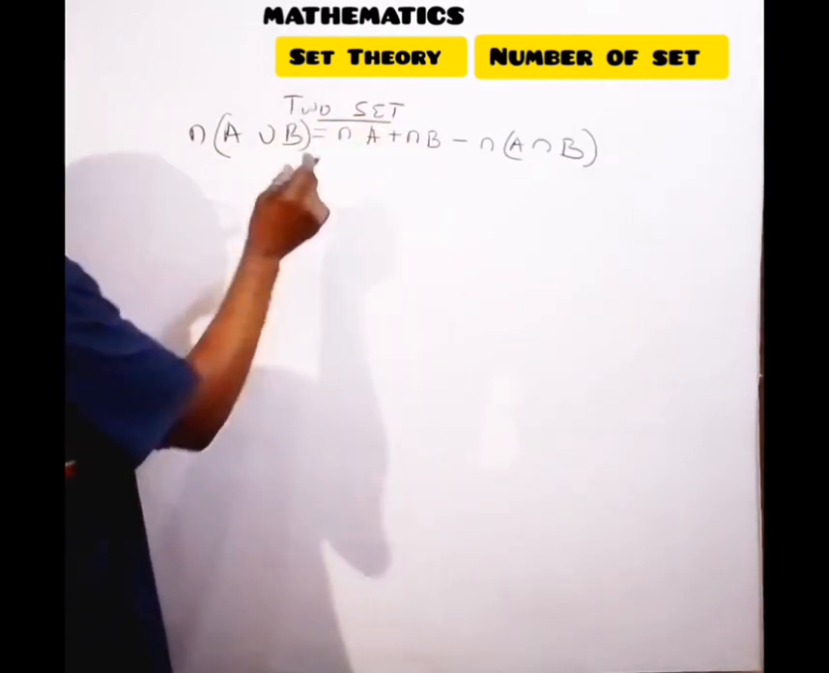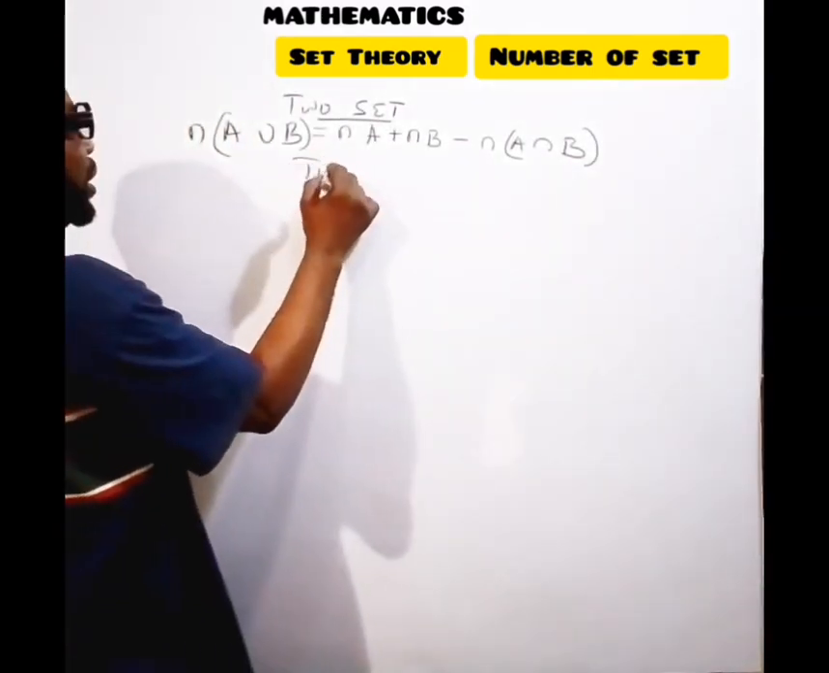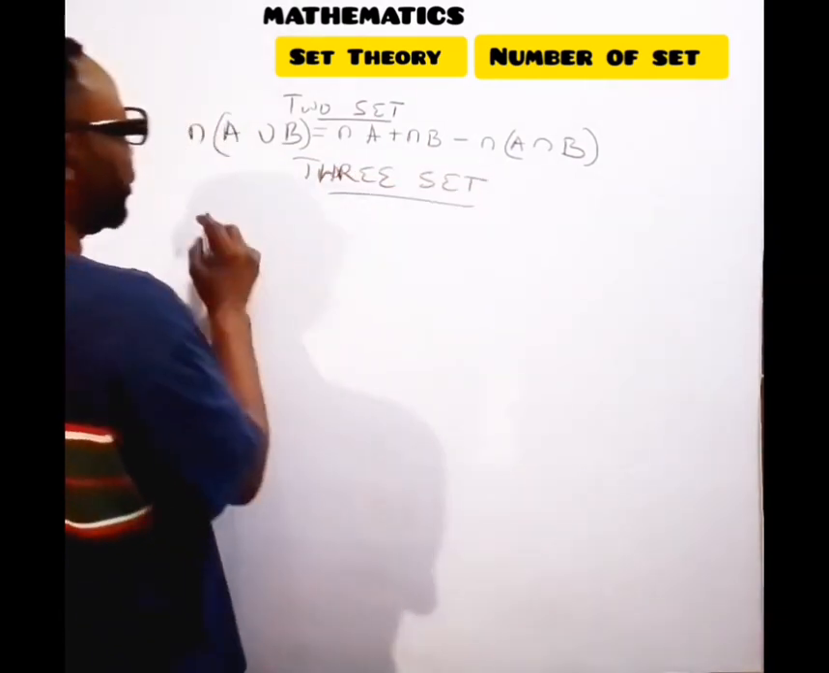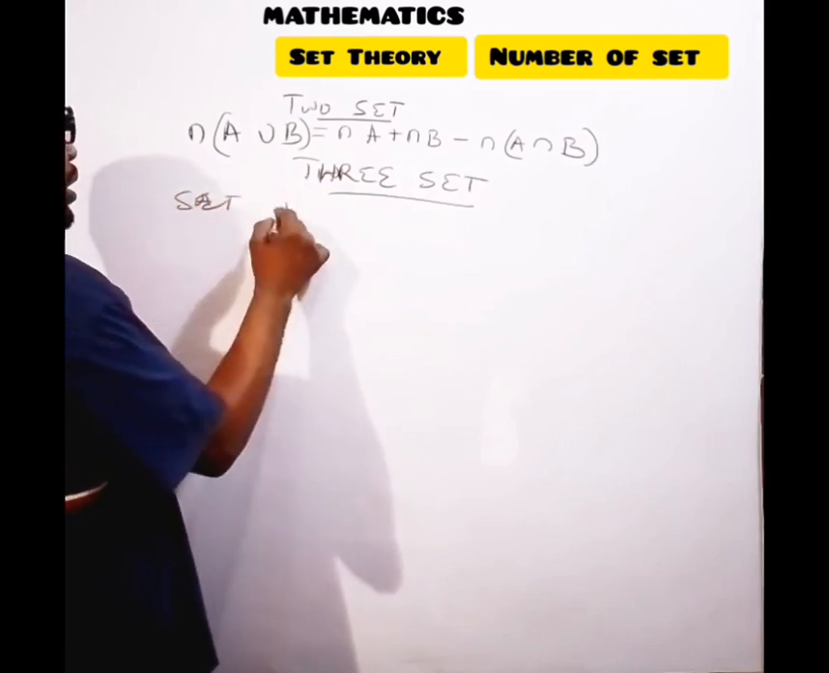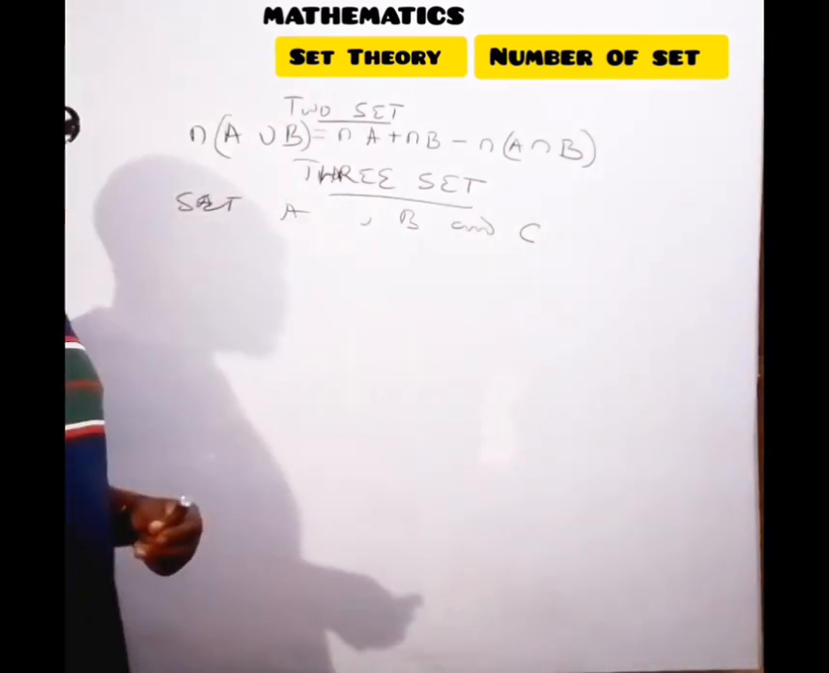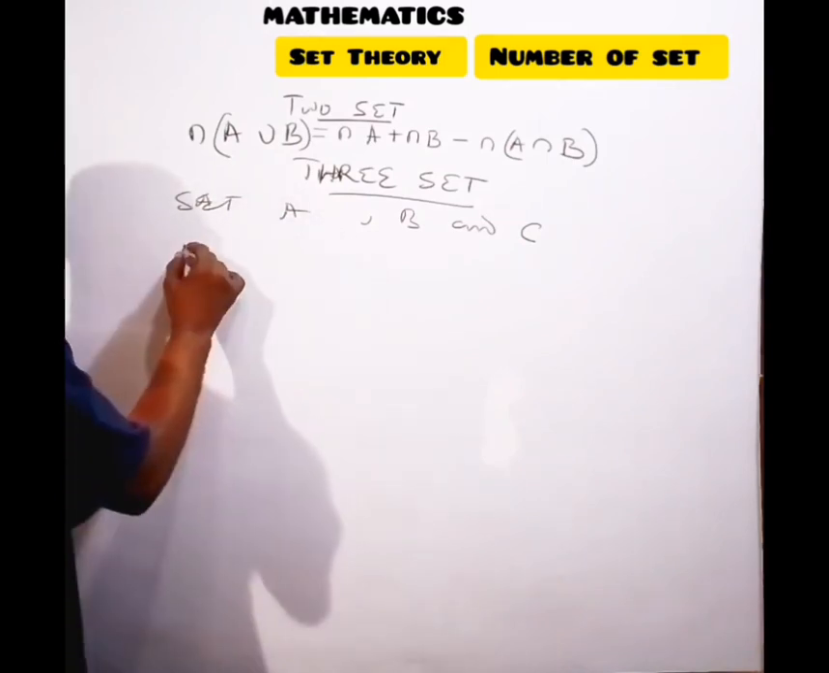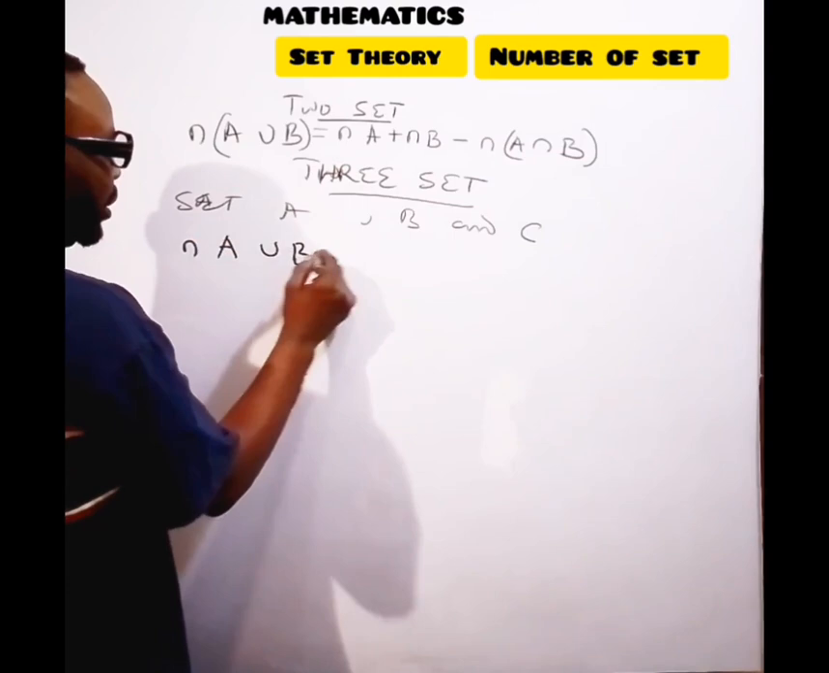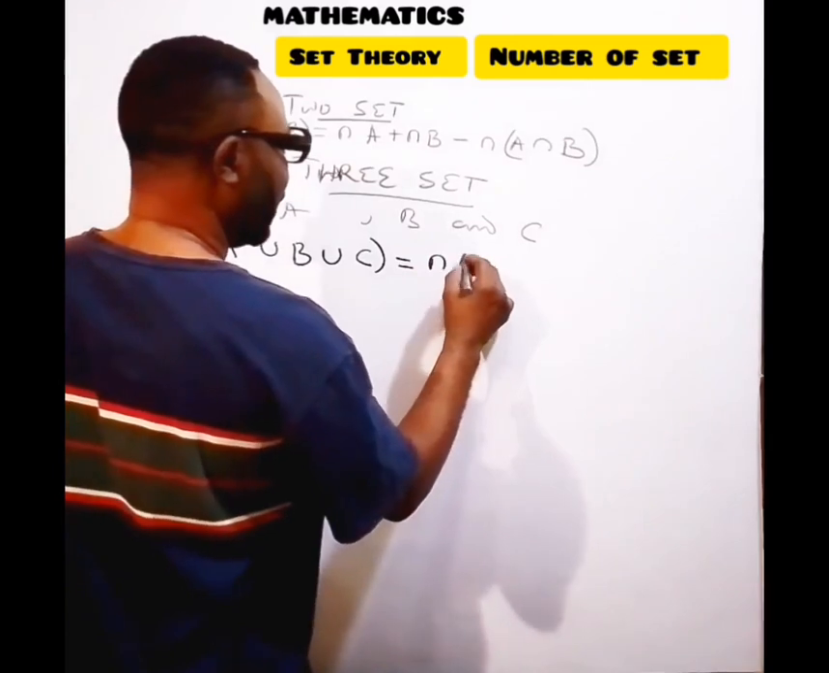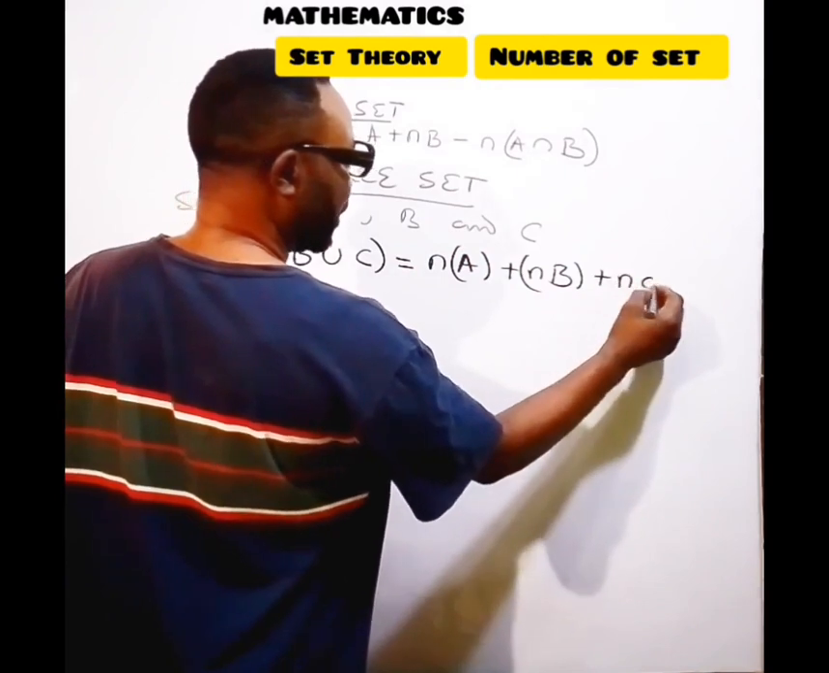When you are talking about two sets, we are not making use of A, B, and C now. Thinking of three sets now, I'm talking about sets A, B, and C. For us to find the number of A union B union C, number of A union B union C will be equal to number of A plus number of B plus number of C.